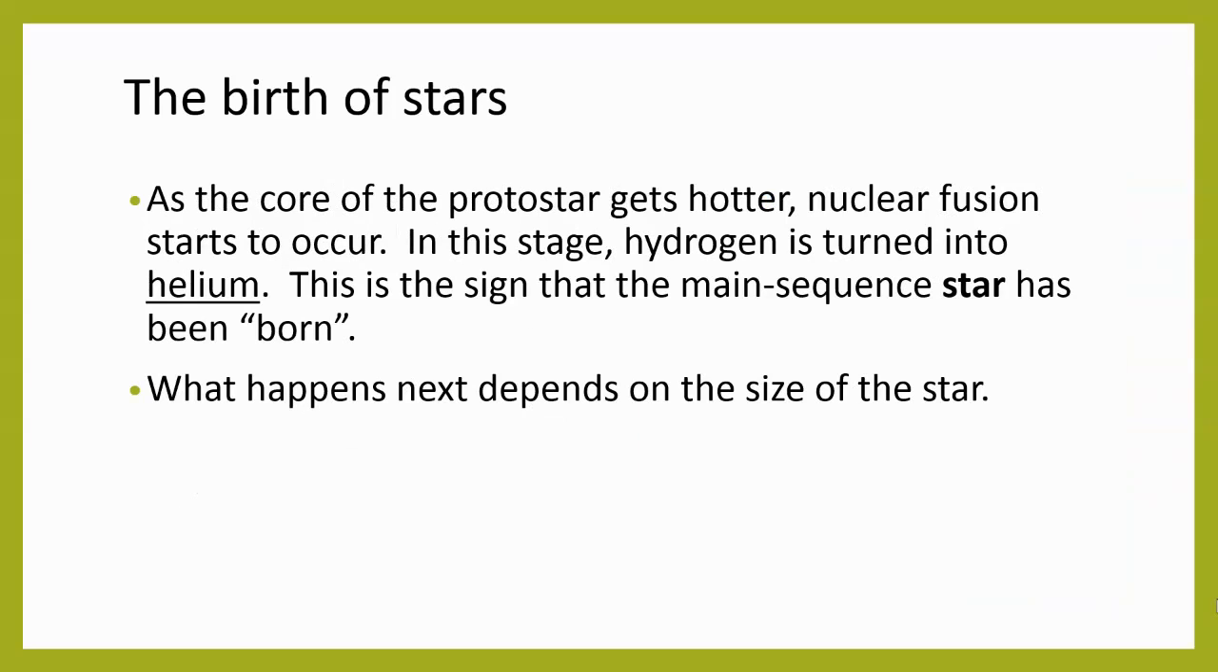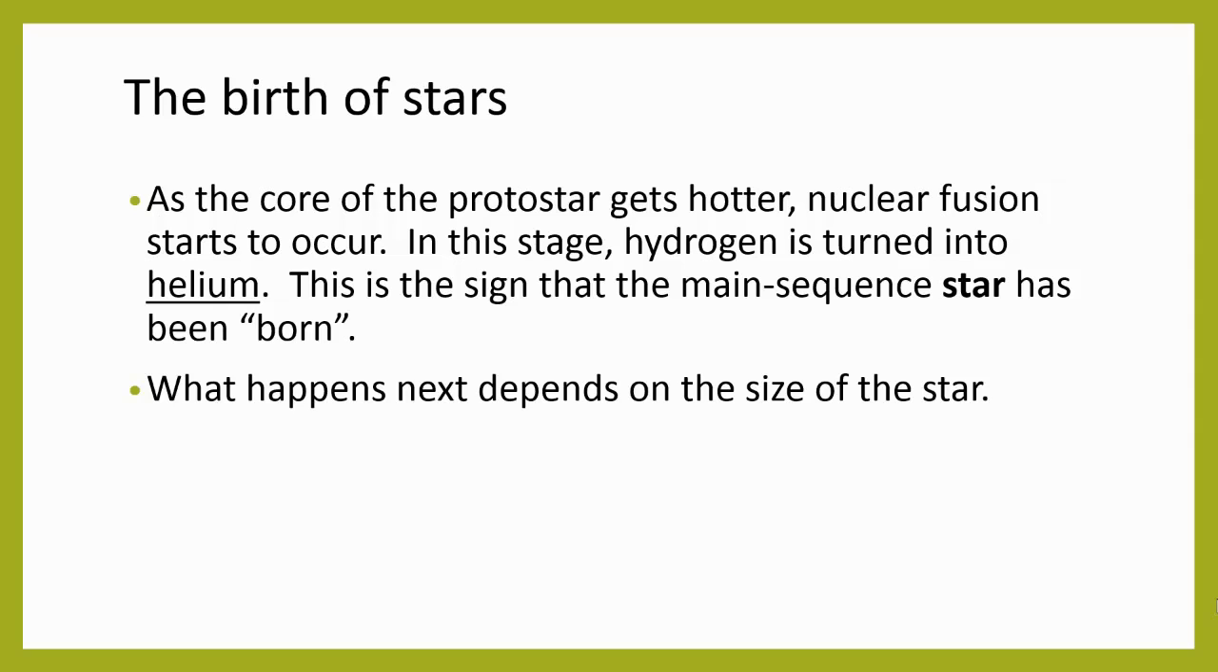As the core of the protostar continues to get closer and closer together and spin faster, it gets hotter. This is what allows nuclear fusion to start to occur. Nuclear fusion is when two small, simple atoms combine to give us one more complex atom. In this stage, hydrogen, which is our smallest element, is going to combine with another hydrogen atom to become helium, which is the second smallest element. When we start to get this helium formation occurring, the star has officially become born, quote unquote, and it is known as a main sequence star.